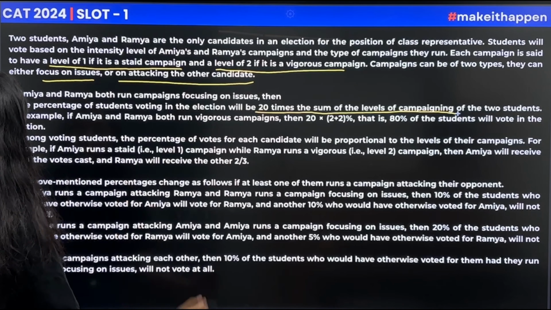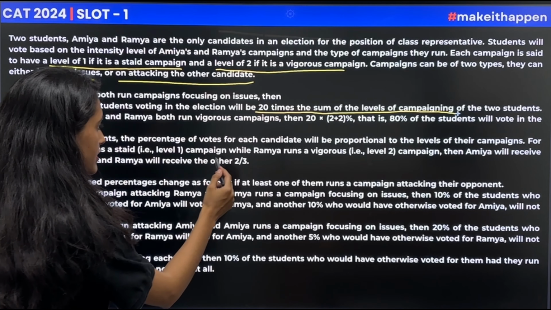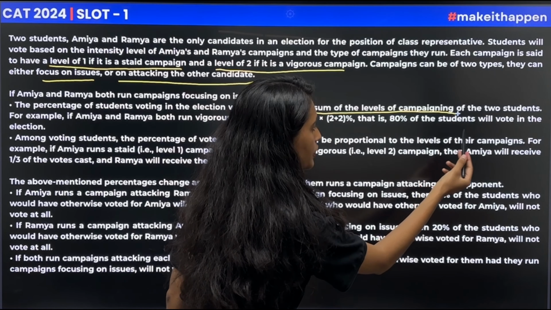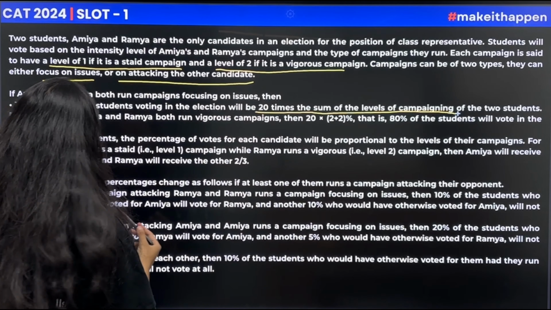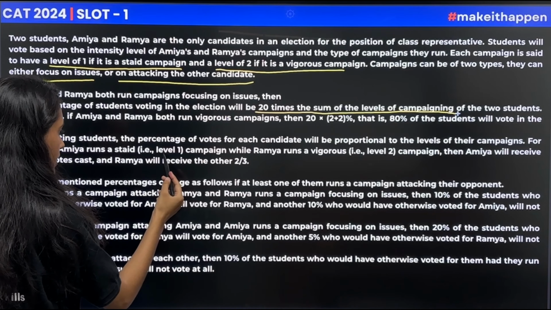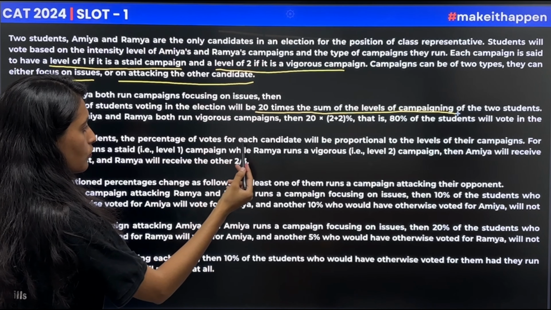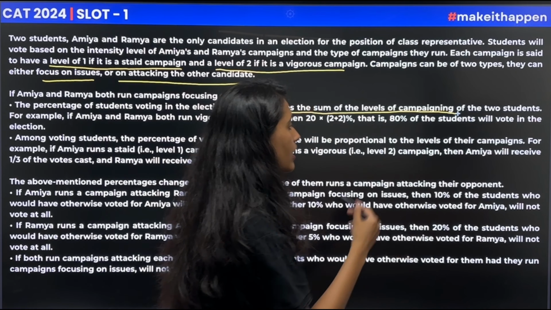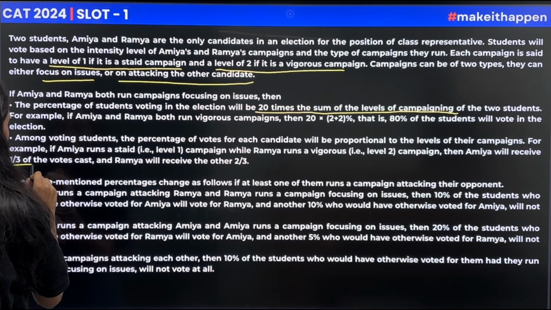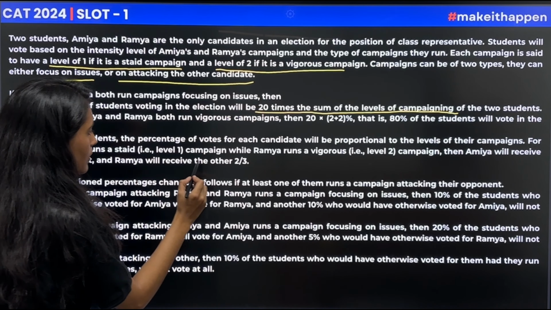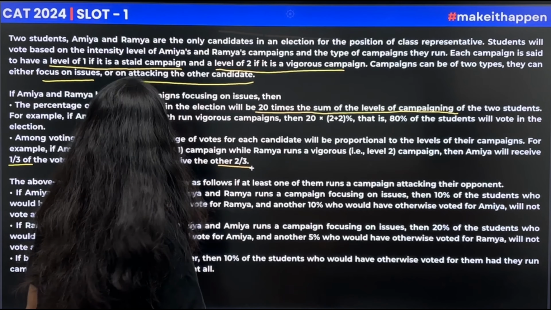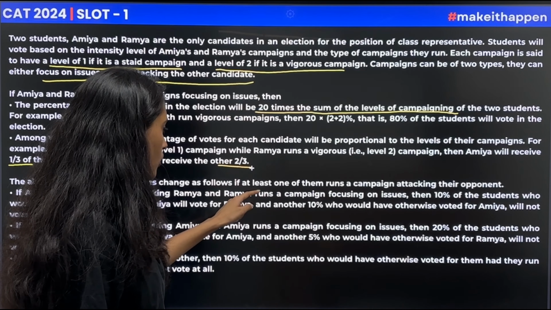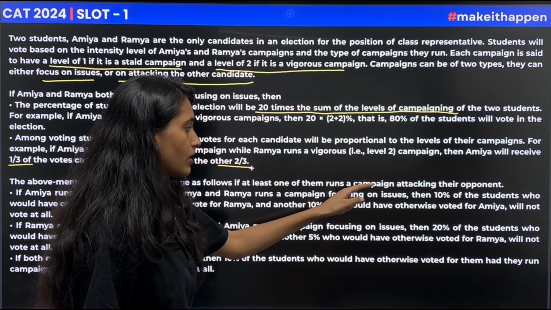अब सेकेंड पॉइंट में हमें बोला है, among voting students the percentage of votes for each candidate will be proportional to the level of their campaigns. For example, if Amya runs a state, that is level 1 campaign, while Ramya runs a vigorous, that is level 2 campaign, then Amya will receive 1/3 of the votes cast and Ramya will receive the other 2/3. I hope that's clear.